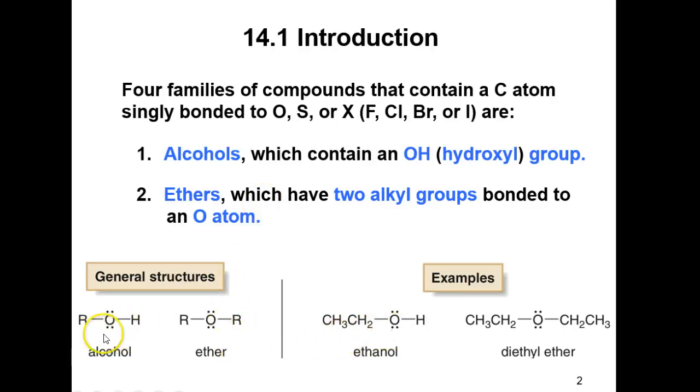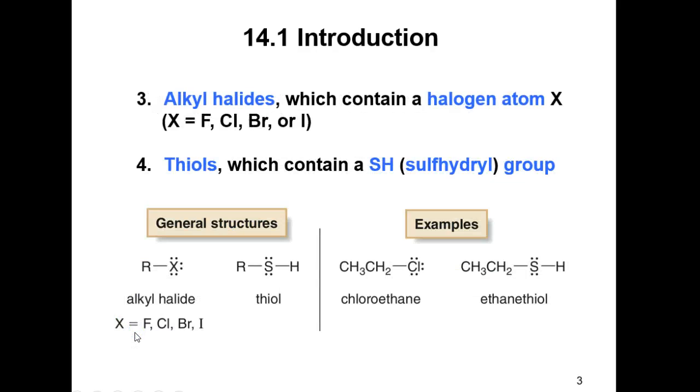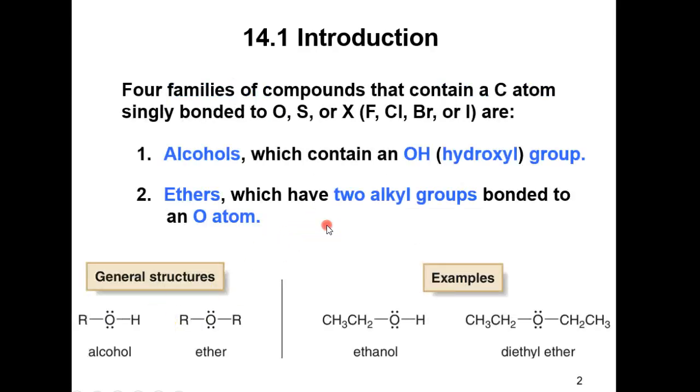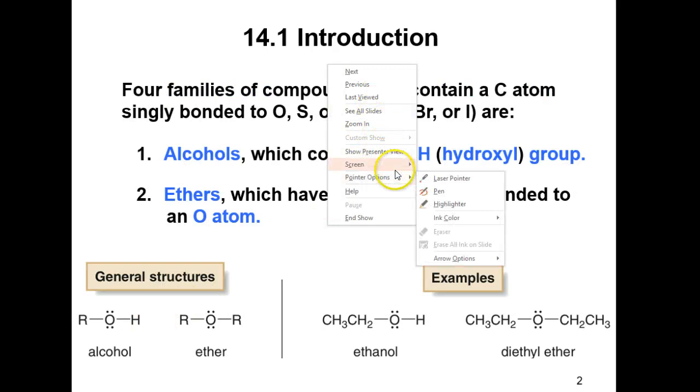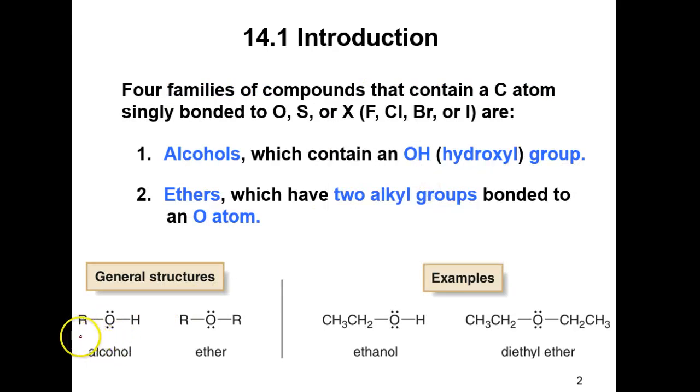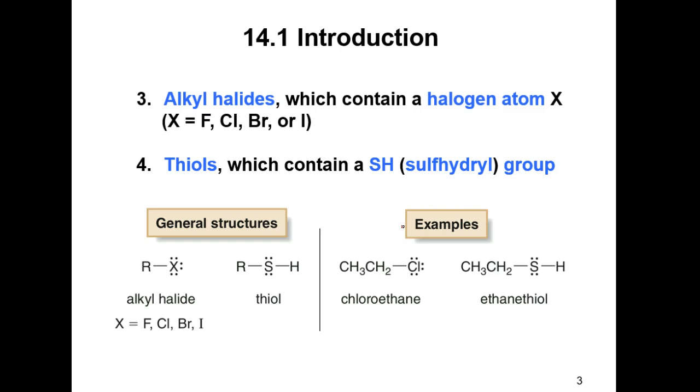So here is the general structure of an alcohol. You have an OH. Let me get a pen here. There we go. An alcohol group is an OH, where an ether is an ROR group. All right, and like I said, we'll also be talking about thiols, which are groups that have a sulfur. It's like an SH. And then also alkyl halides, which are compounds that have halogens on them. So alkyl halides have fluorine, chlorine, bromine, or iodine, and a thiol is like an alcohol, but in place of an oxygen, you have a sulfur.